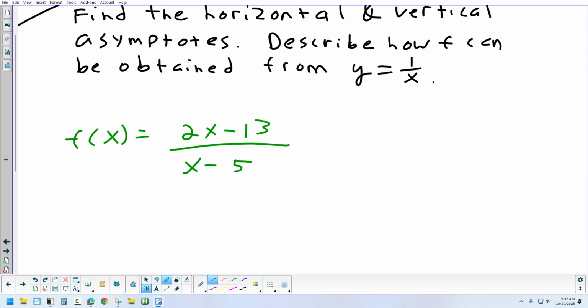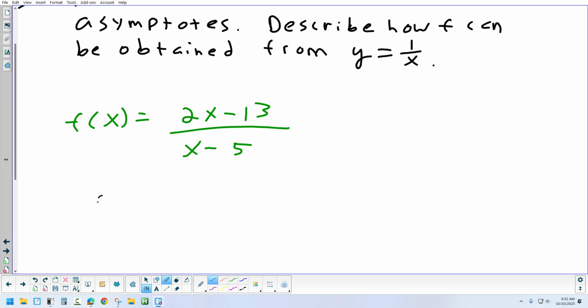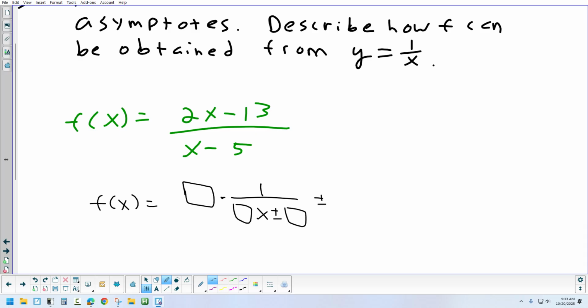First of all, that's not in what we call standard form. Standard form has to look something like this. 1 in the top. You can have a number in the bottom in front of x. You can have plus or minus a number times a number, and then plus a number or minus a number on the end.